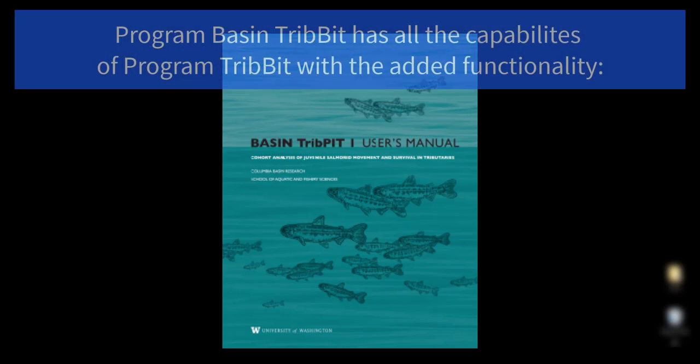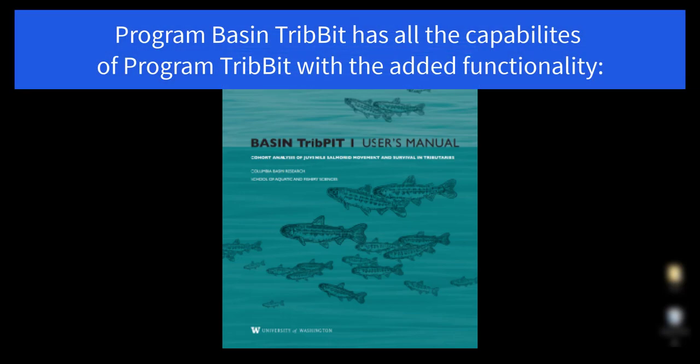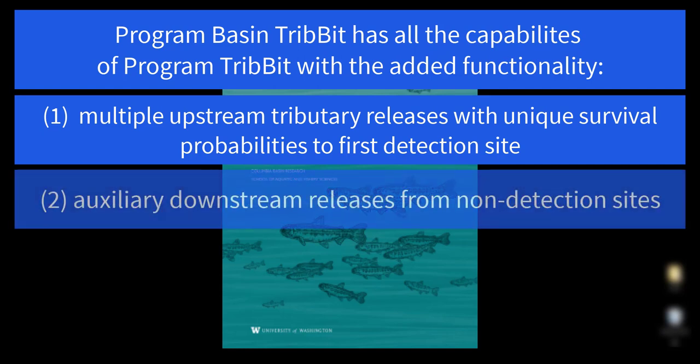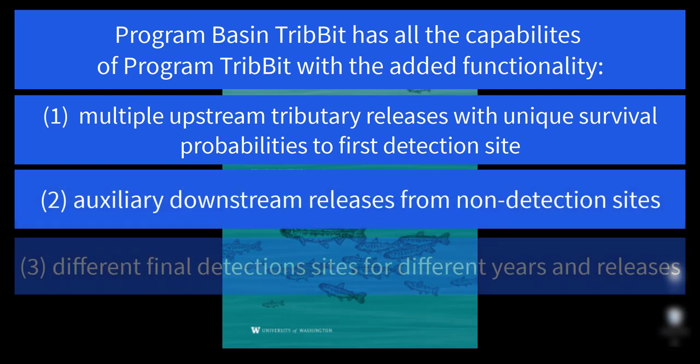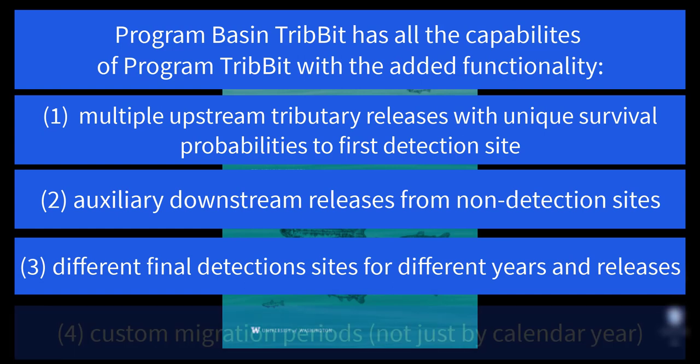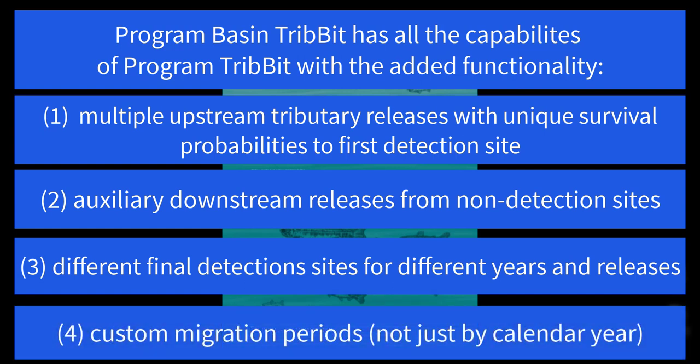Program Basin TribPit has the following added capabilities compared to Program TribPit. 1. The capacity for multiple upstream tributary releases with unique survival and movement probabilities to the first detection site, with the possibility of shared parameters downstream for additional precision. 2. Auxiliary downstream releases from locations that are not necessarily detection sites. 3. Different final detection sites from different years and releases. And 4. Custom biologically meaningful migration periods rather than simply using the calendar year.